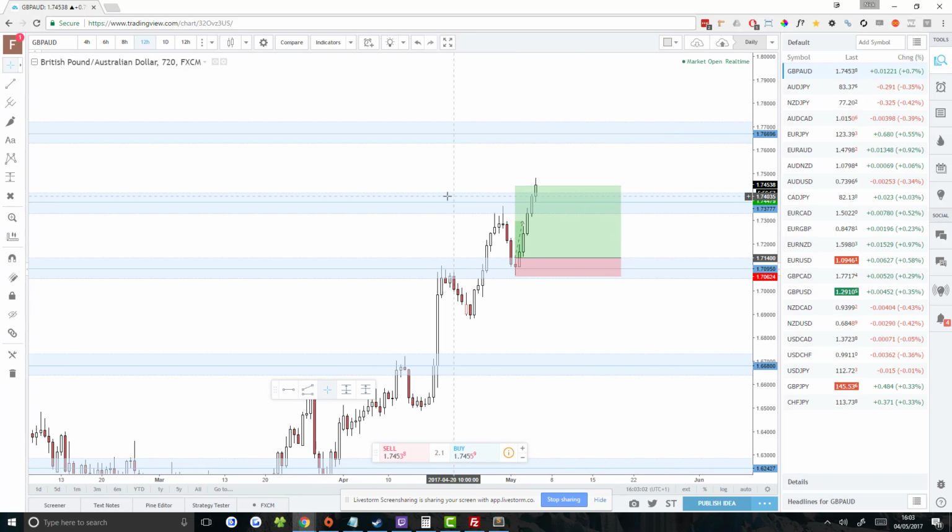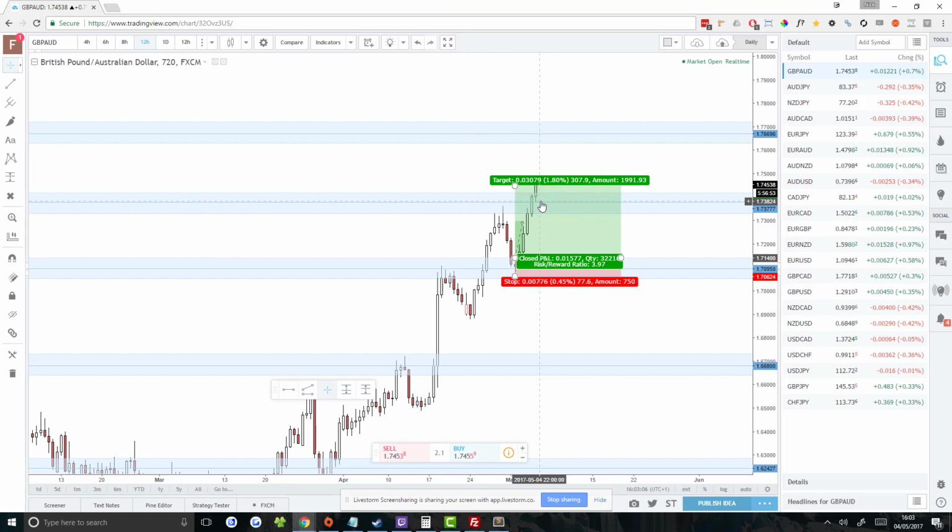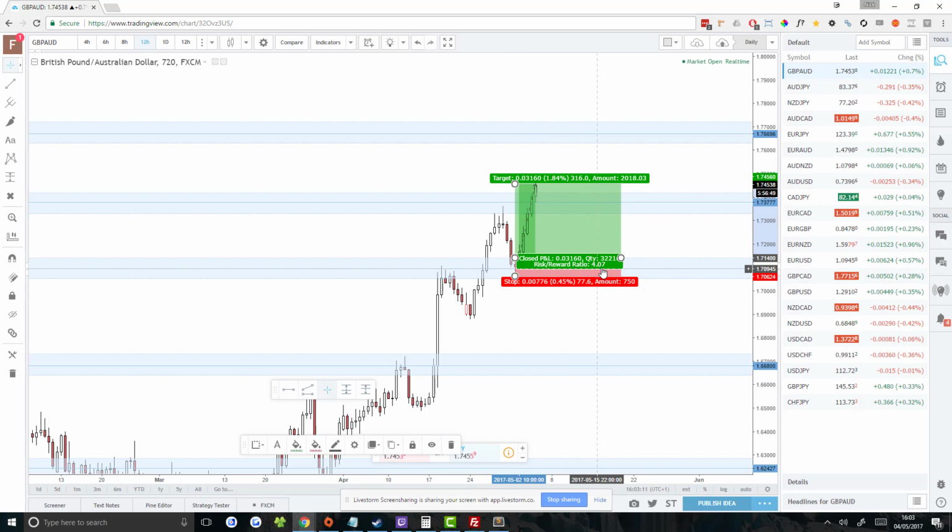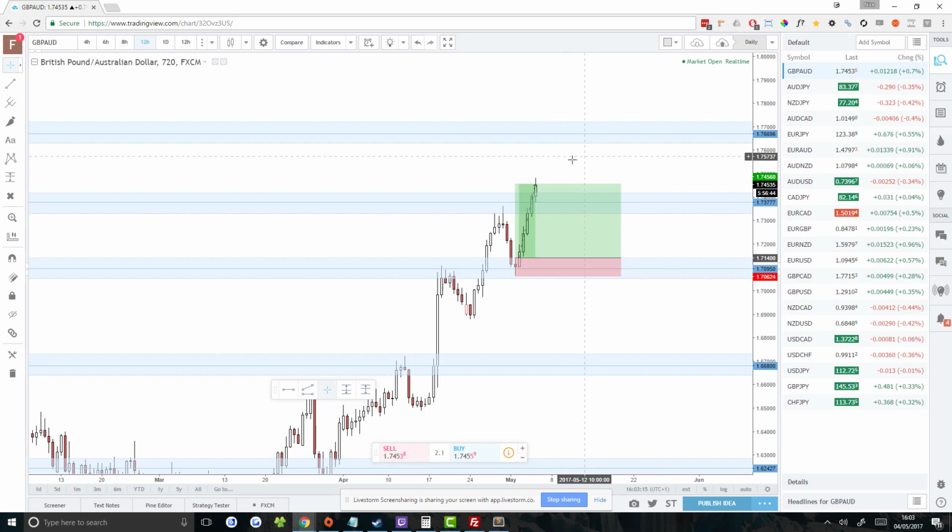I closed out part of this trade and I left part of it open to target more, and it is really trending now. It is at 4R, so that means it's at 4 times what my stop loss was. So this one's going really, really well. Probably not going to close this out. My overall target is probably around here, but I'm going to keep a close eye on it.